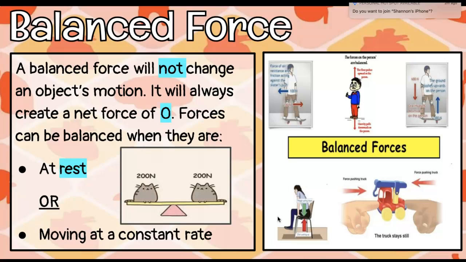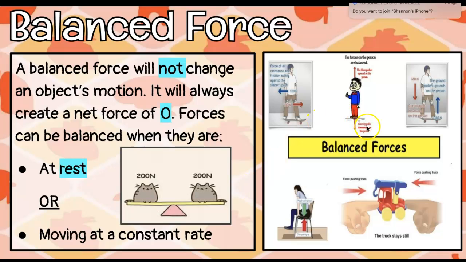Forces can be balanced, like I just said, when they're at rest or not moving, or also if they're moving at a constant rate. So let's look here. We have these two little fat cats sitting on this balance beam here, and each one is applying a force of 200 newtons. They are a balanced force. This one's applying 200 newtons. This one's applying 200 newtons. They're the same. So they're not moving. They're not causing a change in motion. To calculate net force, if you have 200 here and 200 here, they're even. You're subtracting. It's a net force of 0.